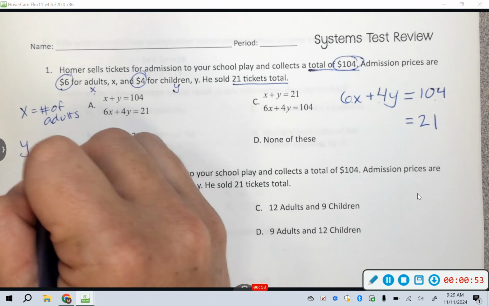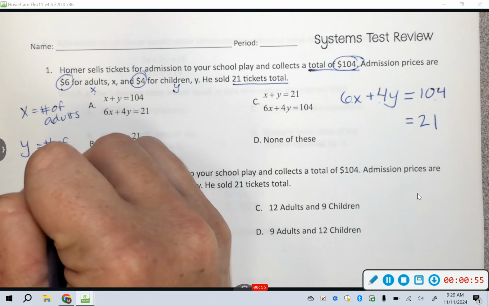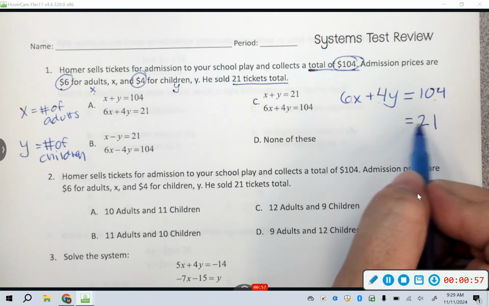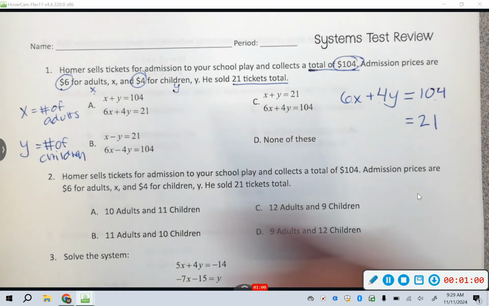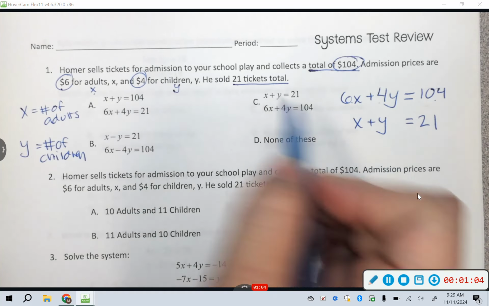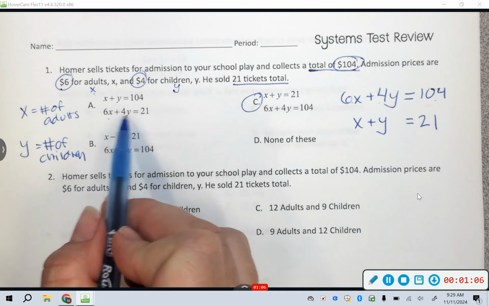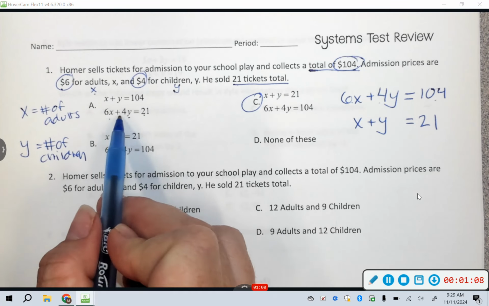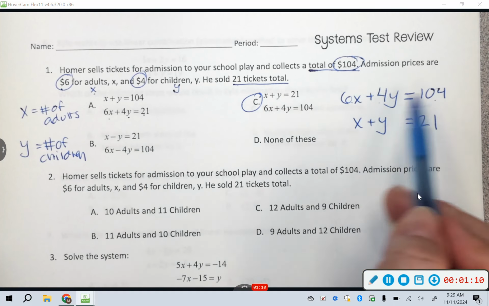And Y stands for number of children. And if I have a total of 21 sold, I know the number of adults plus the number of children is 21. So X plus Y. So therefore my answer is C. This has X plus Y equals 21, or 6X plus 4Y is 104. So remember, money has to go with money has to go with money.